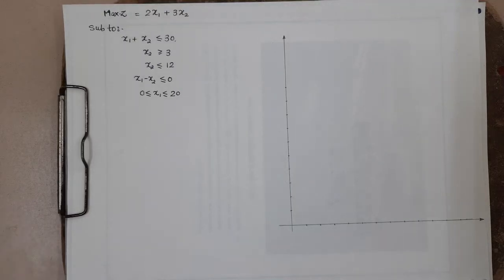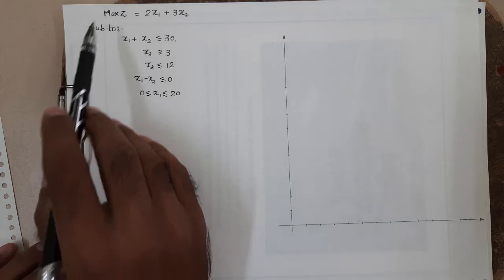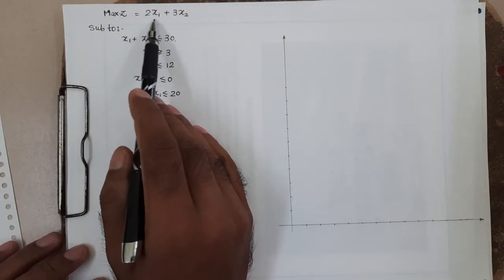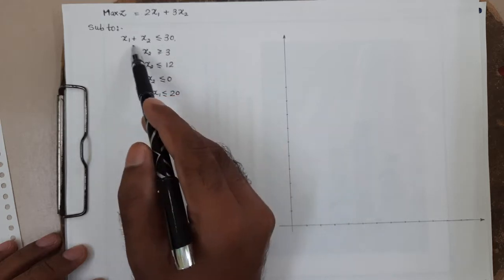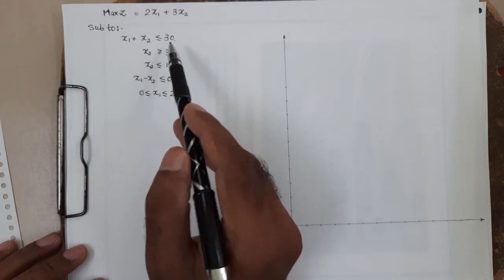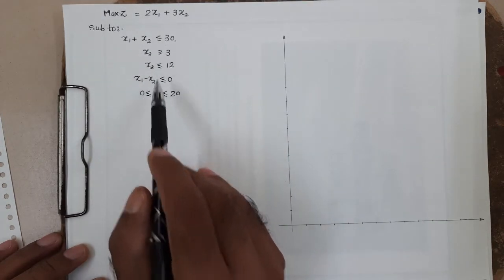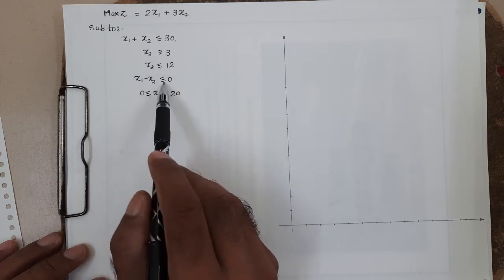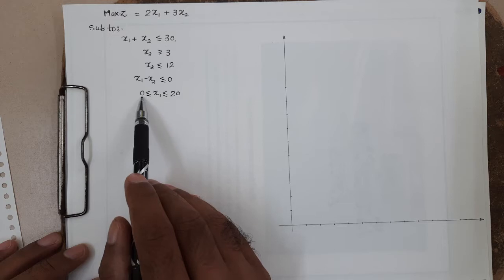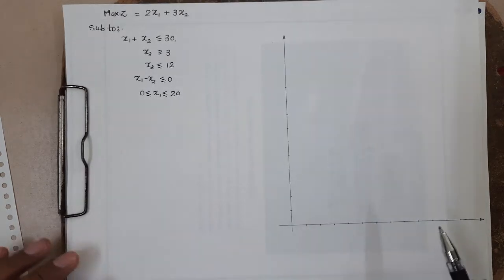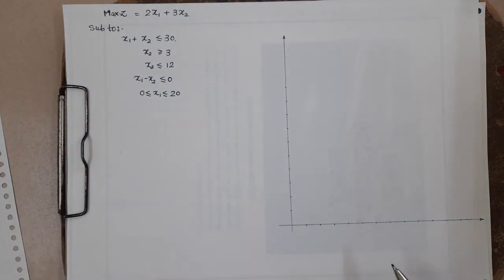Hello students, let's take another example based on graphical method. Here we have a question: maximize z = 2x1 + 3x2, subject to 5 constraints: x1 + x2 ≤ 30, x2 ≥ 3, x2 ≤ 12, x1 - x2 ≤ 0, and x1, x2 lie between 0 and 20. So let us solve by graphical method.